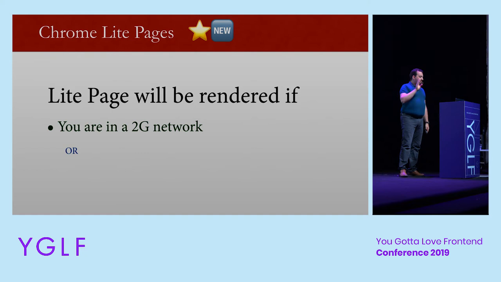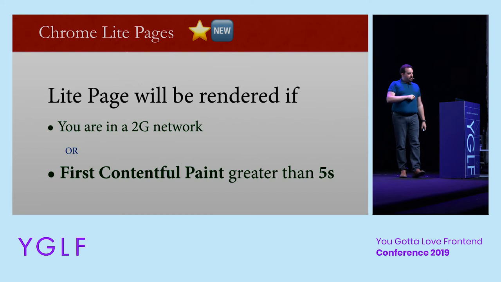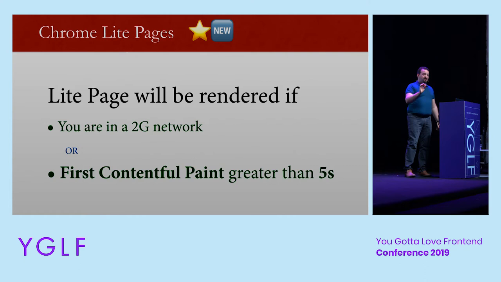If you are in a 2G network, you can say, well, that's not common, okay? That's not common, but there is an OR operator there. And the OR operator says, if first contentful paint estimation is greater than 5 seconds, Chrome will activate light pages. So that means even if you're in 4G or in Wi-Fi at home, and you're visiting a website, and Chrome estimates that that website will take more than 5 seconds to achieve first contentful paint, it will activate light pages.